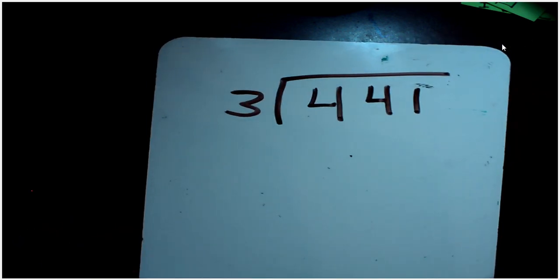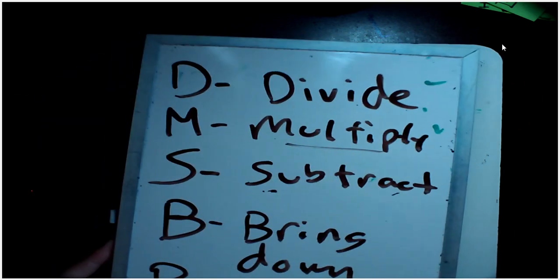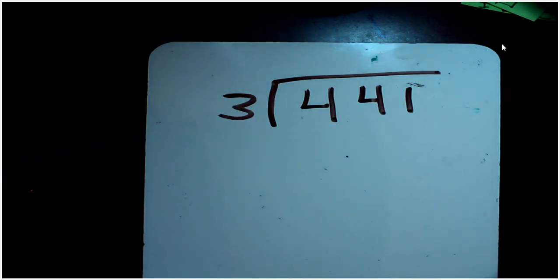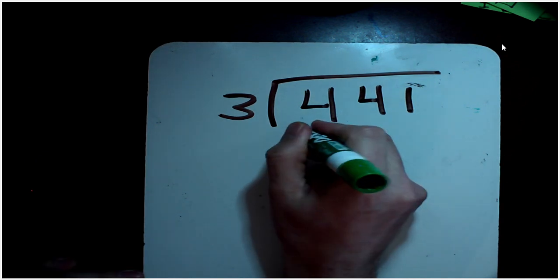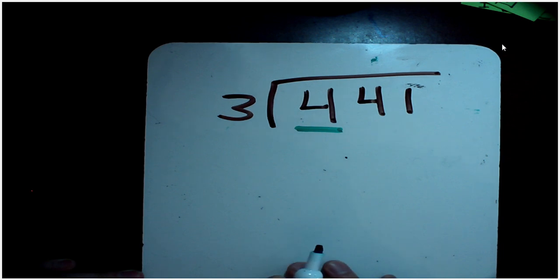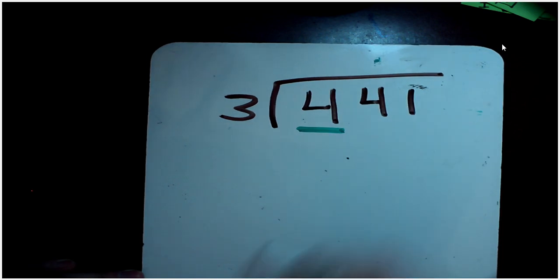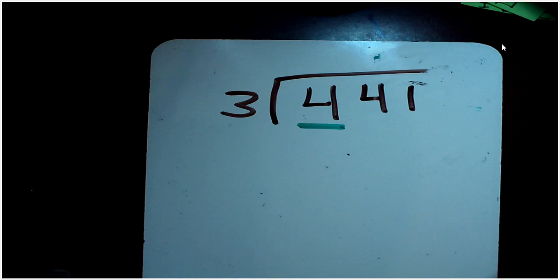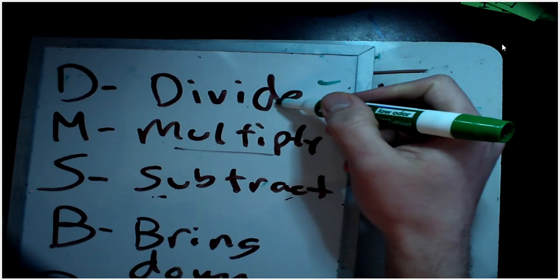441 divided by 3. So first step is to divide. Work your way across. So look at first the 4. Well, I do know 3 can go into 4. 3 can go into 4 how many times? 3 times 1 is 3, so it can go in 1 time. 3 times 2 is 6. So let's go with just 3 times 1. So step 1, divide. 3 goes into 4 one time.